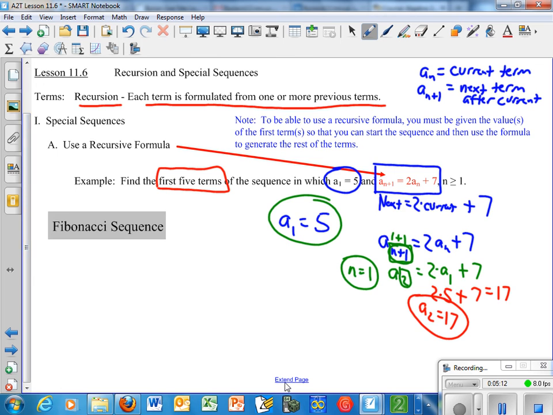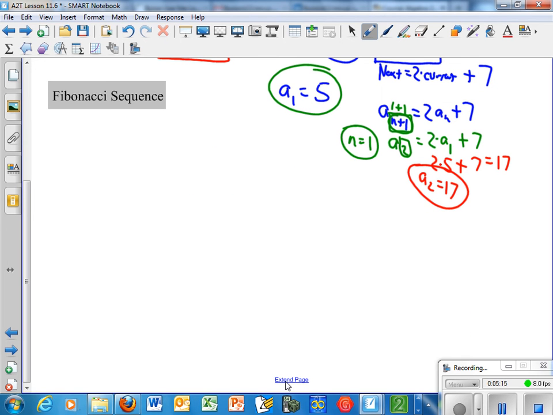Okay, now we're going to find the next term. So let's keep going here. I'm going to find A3. N increases by 1 each time. Well, if I had n plus 1, it would have to be 2 plus 1 here, which means that n is 2. So now I'm going to do 2 times A subscript n. Well, n is 2 in this case, so it's 2 times my second term plus 7. So if I actually do that, it's 2 times 17 plus 7. So 34 plus 7 would be 41.